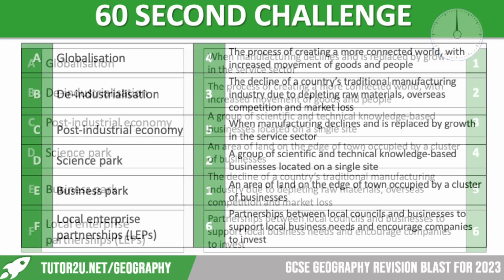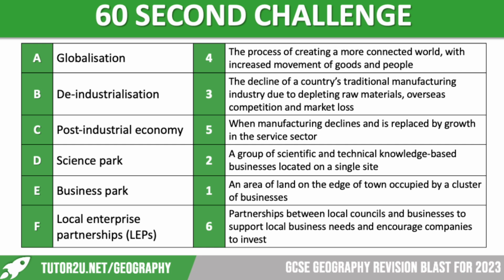Okay, let's see if we have got those correct. So we have A for globalisation, the process of creating a more connected world with increased movement of goods and people. We've got B3, deindustrialisation, the decline of a country's traditional manufacturing industry due to depleting raw materials, overseas competition and market loss. C5 is a post-industrial economy where manufacturing declines and is replaced by growth in the service sector. D2 is Science Park, a group of scientific and technical knowledge-based businesses located on a single site. E1 is Business Park, an area of land on the edge of town occupied by a cluster of businesses. And F6 is Local Enterprise Partnerships, partnerships between local councils and businesses to support local business needs and encourage companies to invest. If you got those all right, well done.